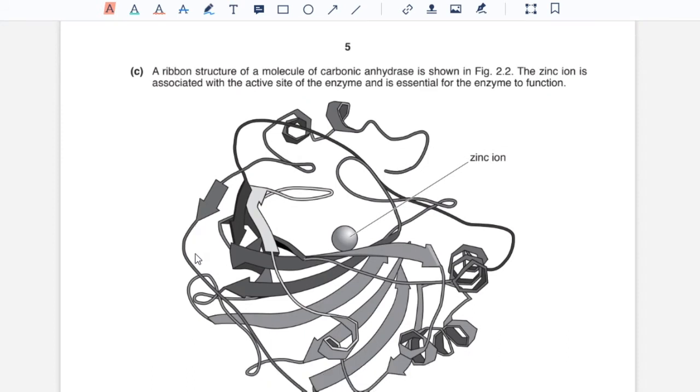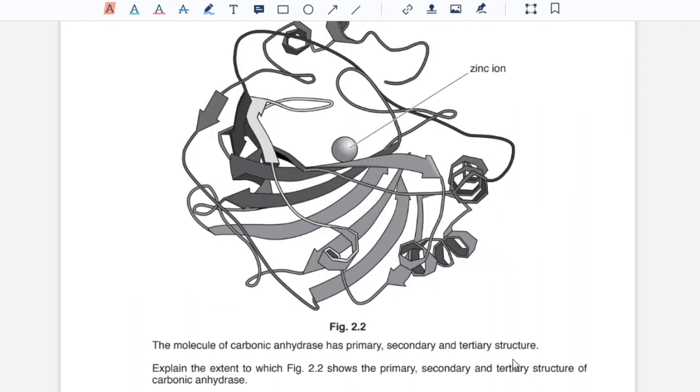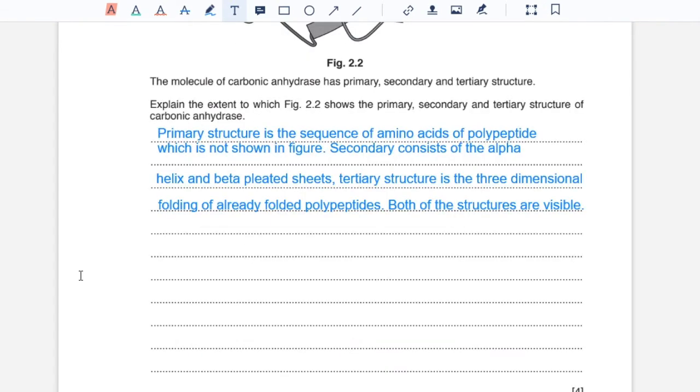And as mentioned in the question, the zinc ion is associated with the active site of the enzyme, and the active site of the enzyme would have a specific shape, and that shape is formed due to the three-dimensional folding that forms the tertiary structure. And so you could also write about how the zinc ion is associated due to the tertiary structure of the enzyme.